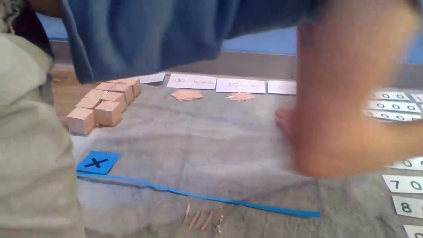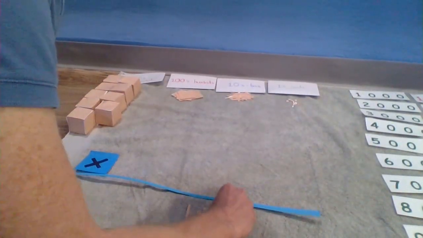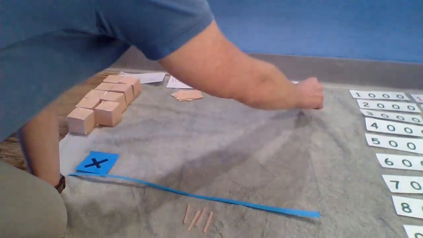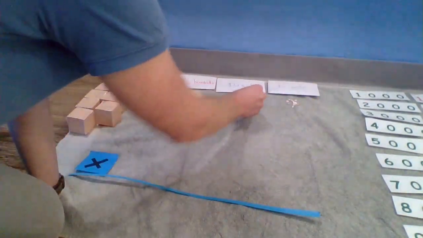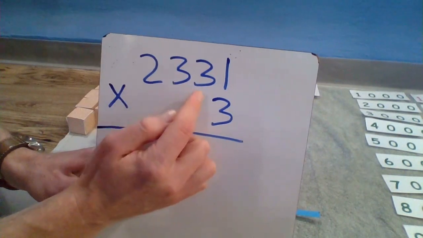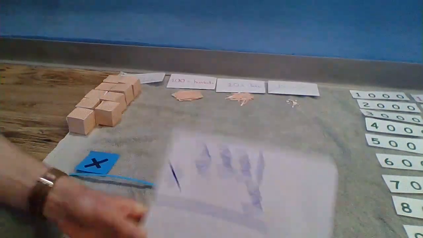Put away my beads too. Don't let these little units trick me. No way. Okay, there we go. So my new equation is going to be 2,331 times 3. Whoa, that's going to be really big.